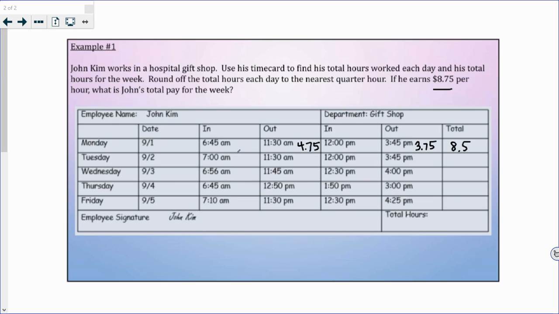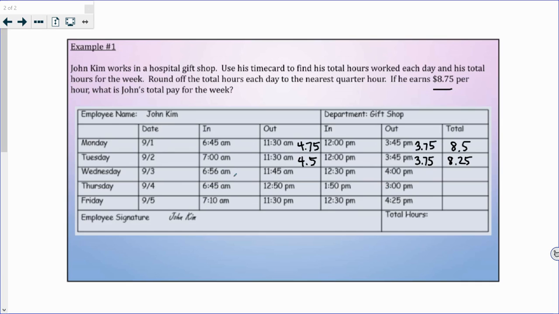All right, let's do Tuesday. This one's a little bit easier, 7 a.m. to 11:30 a.m. That's 4.5 hours, so 4.5. 12 p.m. to 3:45, that's 3 hours and 45 minutes, so 3.75. When I add 4.5 and 3.75 together, I get 8.25.